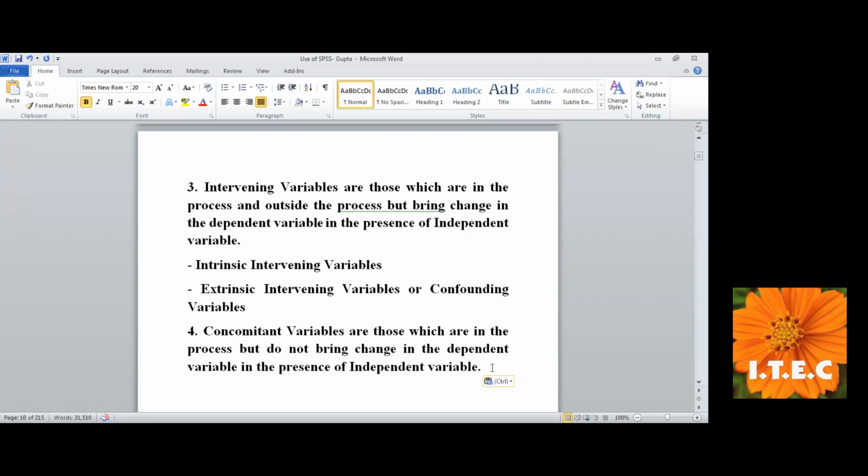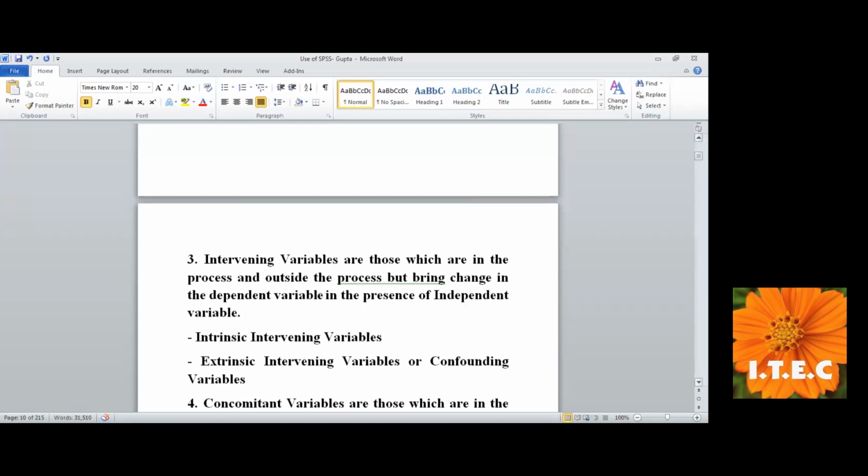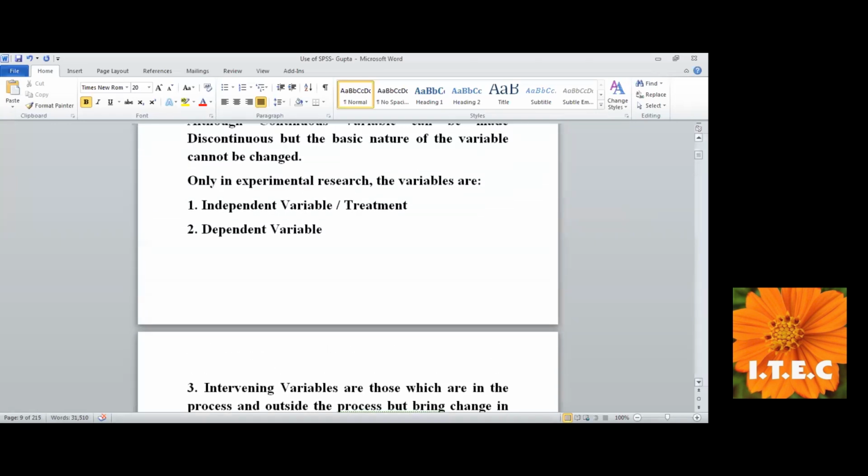Independent variable, dependent variable and intervening variable, you have to use them whenever you are conducting an experimental study. If you are not conducting an experimental study, you cannot use the words independent and dependent. But if you are conducting survey research, there might be intervening variables. It can happen. But in experimental research, there will be intervening variables.